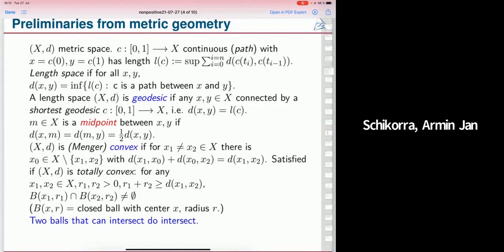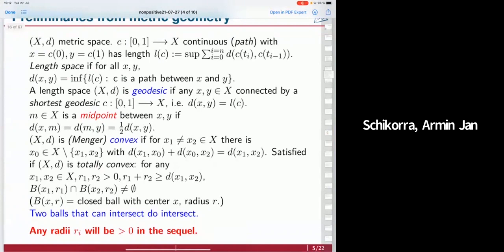So that is an important property, and we will generalize that to more than two balls. That will be an important aspect of the content of the talk. So keep that in mind. A space is totally convex if two balls that can intersect according to the necessary inequalities, in fact, actually do intersect. And just for convention, all radii that I will consider in the sequel will be assumed to be positive.